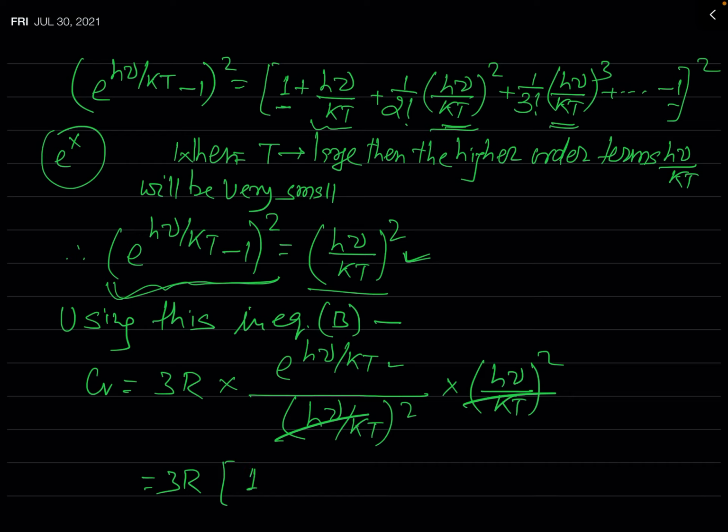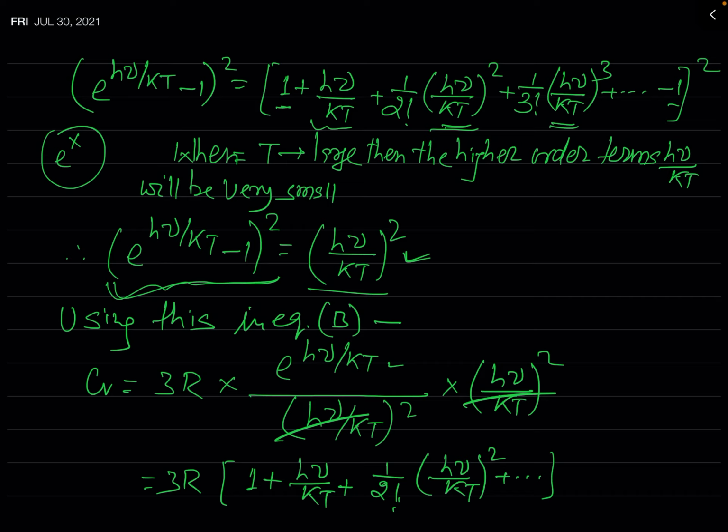So what will be this? This is 1 plus x, where x is h nu by kT, so h nu by kT plus 1 over factorial 2 h nu over kT whole square, and so on and so on.